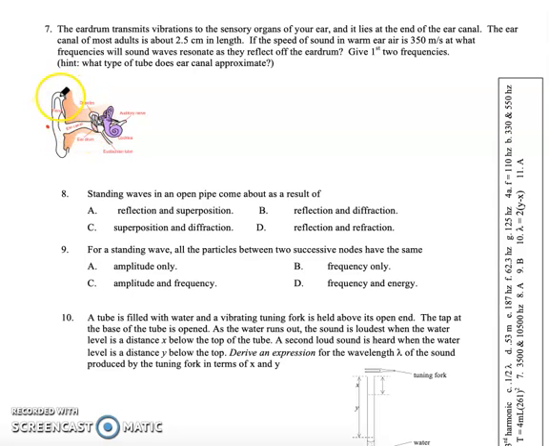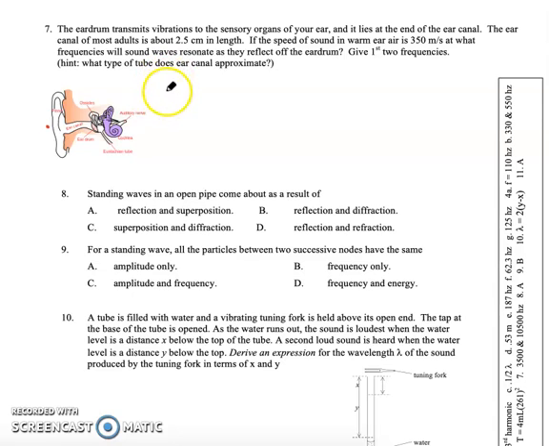The outer ear is kind of a collector of waves. It's like a megaphone, collecting waves and funneling them to here so that you get a higher intensity. And then you can get standing waves produced based on the length of the ear canal, and that's what our ears are going to be most sensitive to. That's what this question is asking. The hint here was, what type of tube does this approximate? It approximates a closed tube.